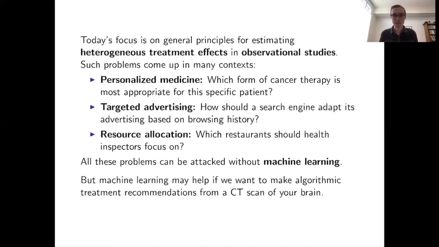Just to pick an extreme example, let's say you wanted to do personalized medicine, and one of the inputs to your algorithm was a CT scan of your brain. You wanted to, based on the CT scan, figure out who's going to benefit from some treatment or not. It's a problem in treatment heterogeneity. Good luck approaching this with linear regression, though. You're probably going to need image recognition based machine learning tools for that.